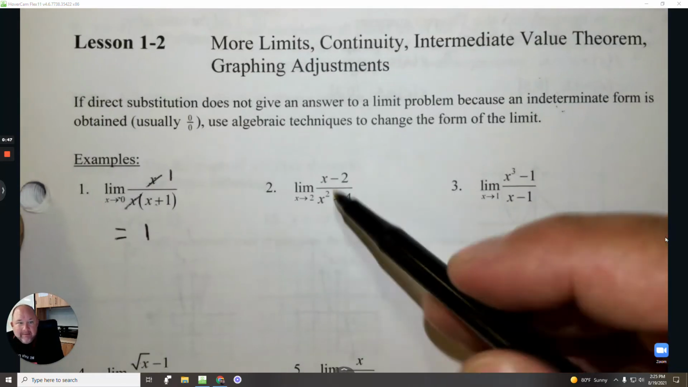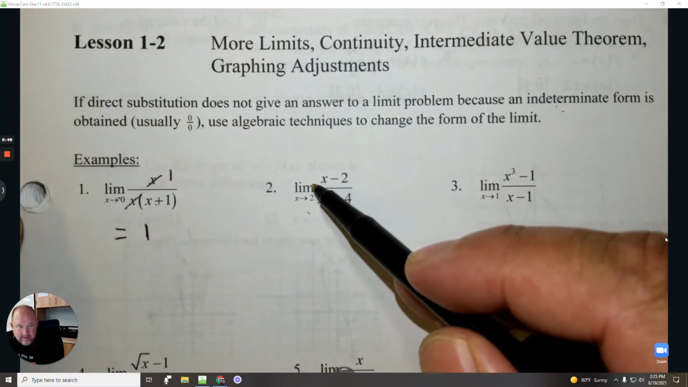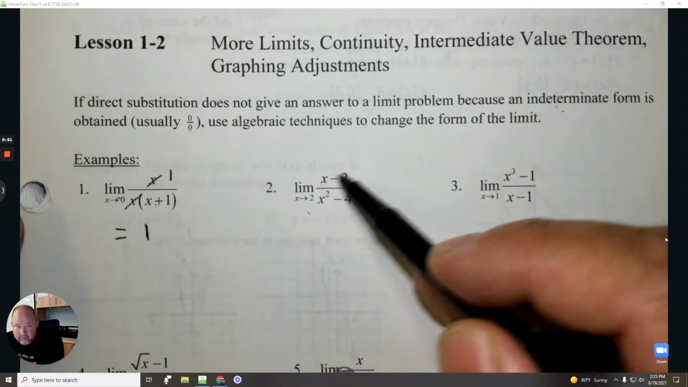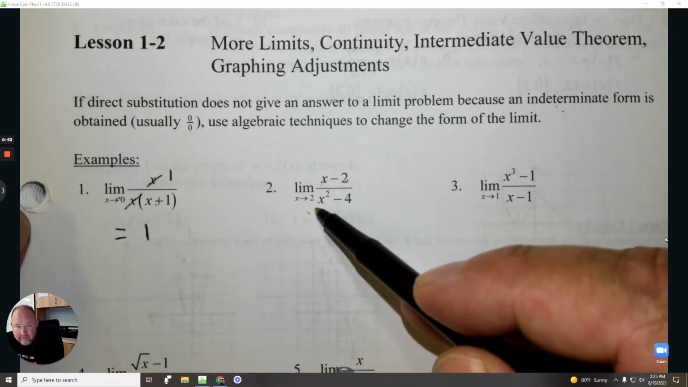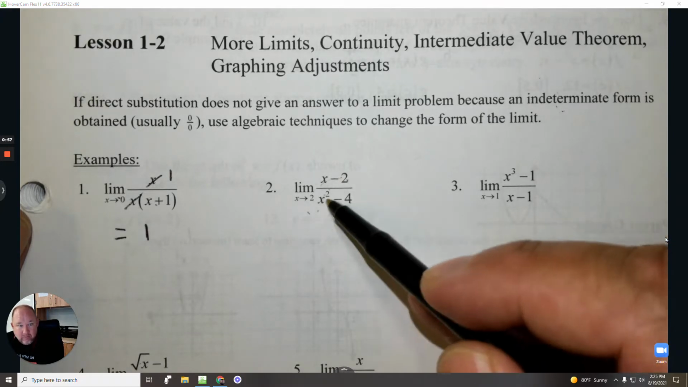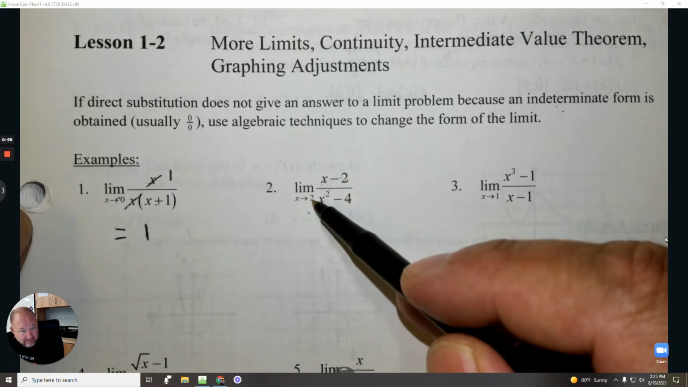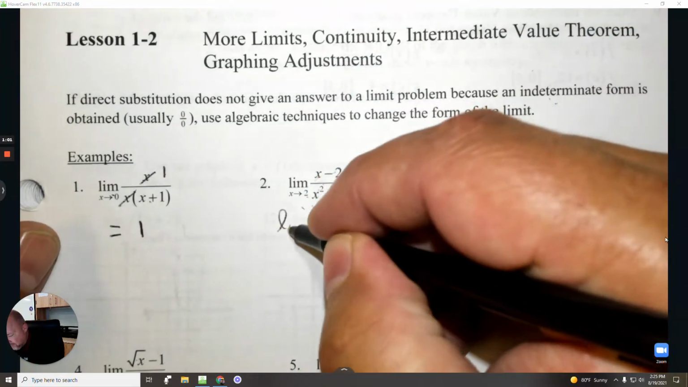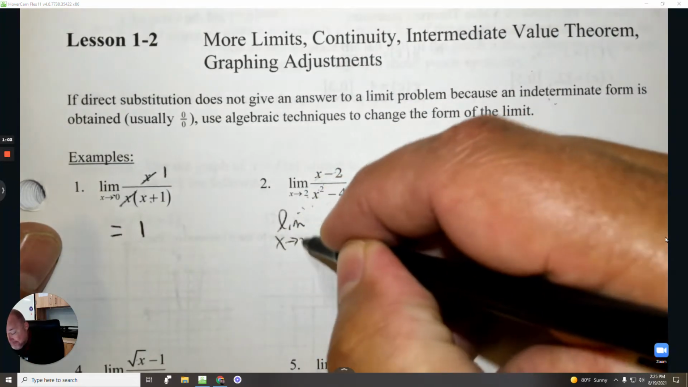Let's try it again. If I plug 2 in, it's 2 take away 2. That's 0. 2 squared, that's 4 take away 4. That is called indeterminate, 0 over 0. Because of that, we're going to use algebra to evaluate the limit. So another way is by factoring.